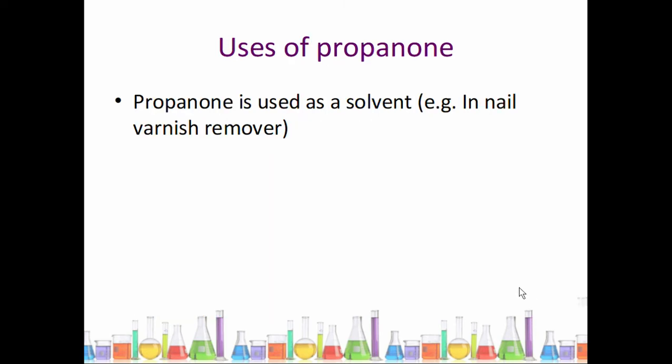Uses of propanone. Propanone is used as a solvent. We saw a while ago that I actually didn't mention very much about. Propanone, the more common name for it is acetone. And acetone, for anyone that has used nail varnish remover or has smelt it, that's the substance used in it.